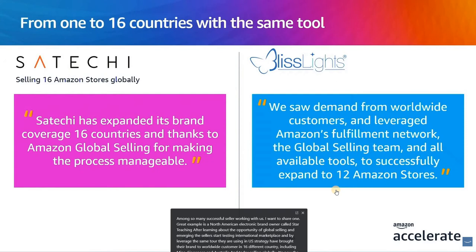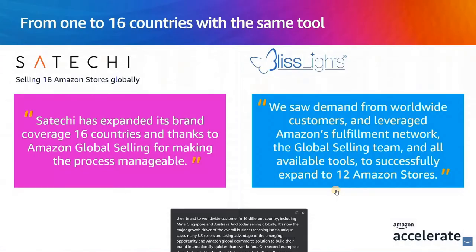Satechi isn't a unique case. Many US sellers are taking advantage of the emerging opportunity and Amazon global e-commerce solution to build their brand internationally quicker than ever before. Our second example is that of Bliss Lights, a seller of lighting products.